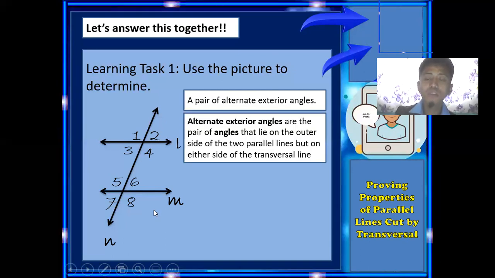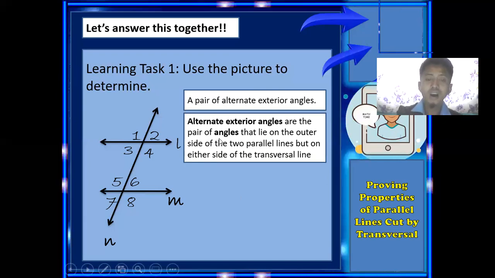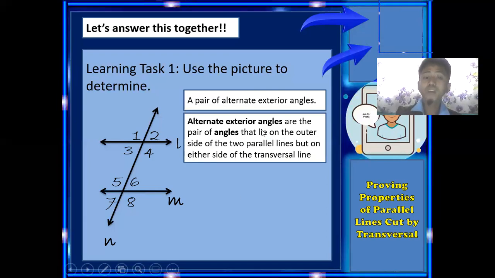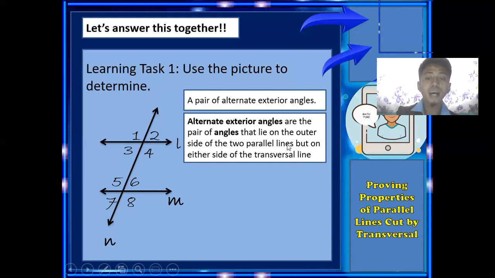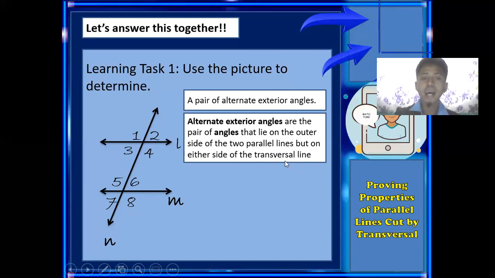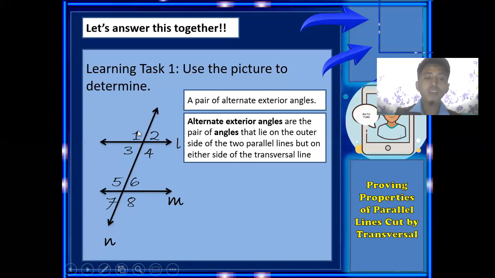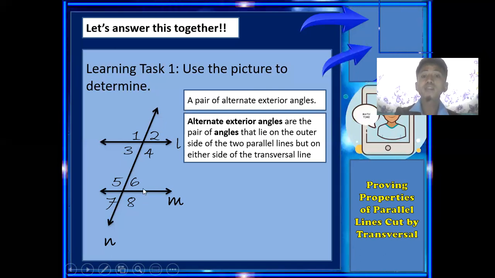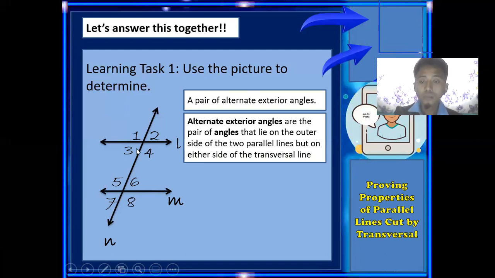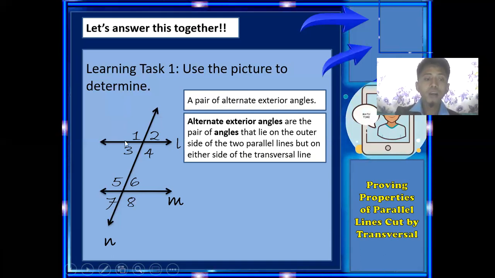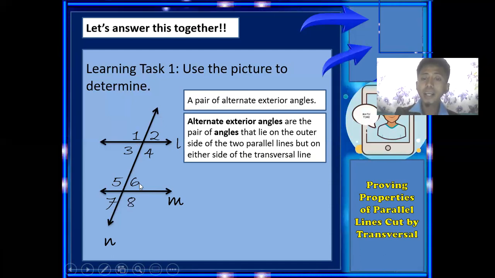But before we continue, let's define first the definition. Alternate exterior angles are the pair of angles that lie on the outer side of the two parallel lines, but on either side of the transversal line. So what I have said a while ago, angle 1 and angle 8, they are alternate. At the same time, they are on the exterior part of our parallel lines cut by a transversal line. Therefore, we can conclude that angle 1 and angle 8 are alternate exterior angles.